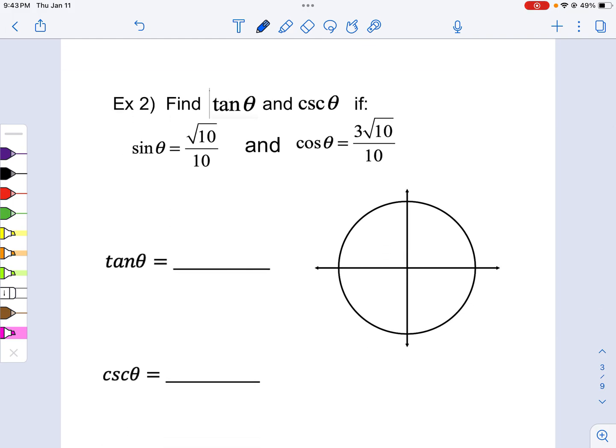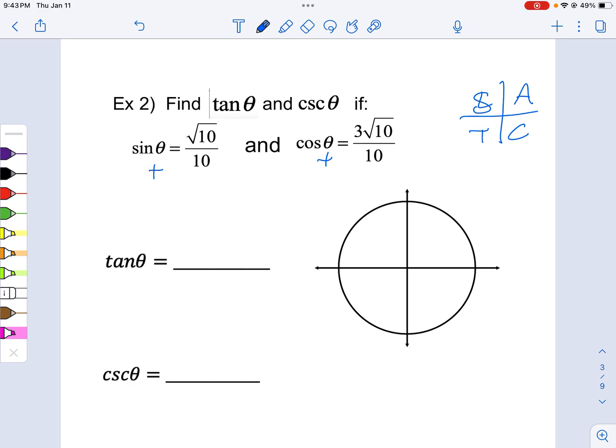This time we're given some different information. I'm given that sine is positive root 10 over 10, so I know sine is positive. And I'm given cosine is 3 root 10 over 10, which is also positive. So again, we've got to look at our four quadrants. We've got to say all students take classes.